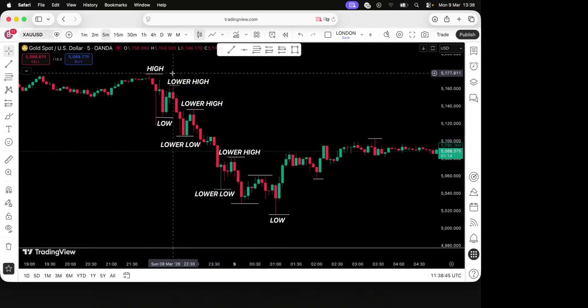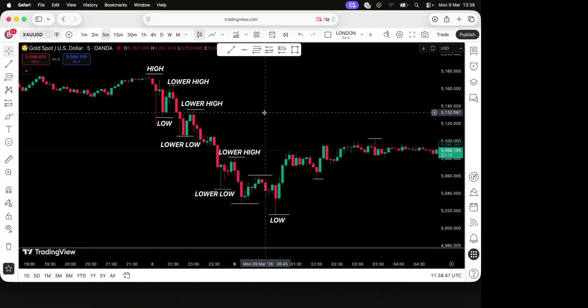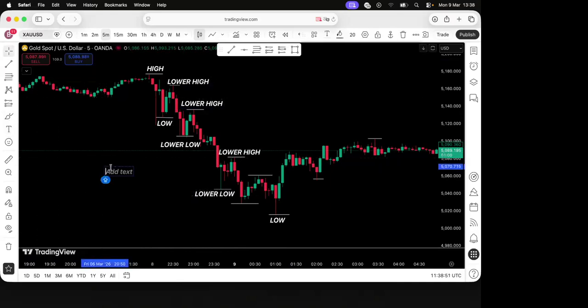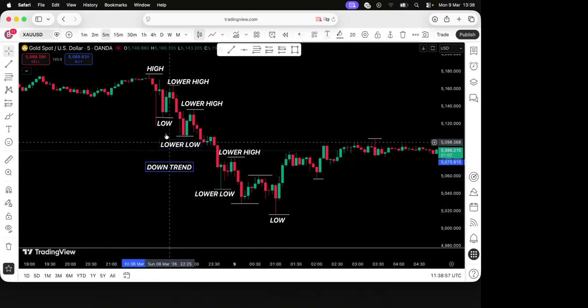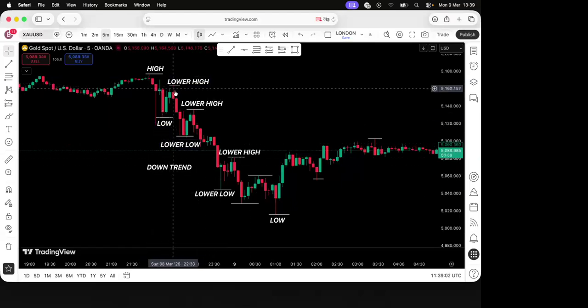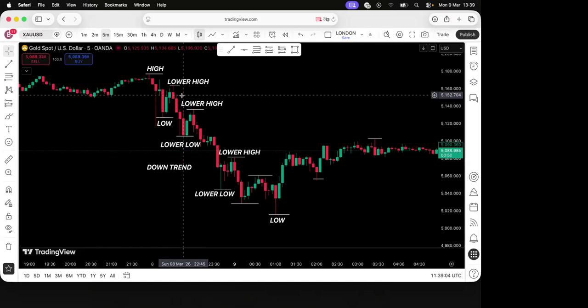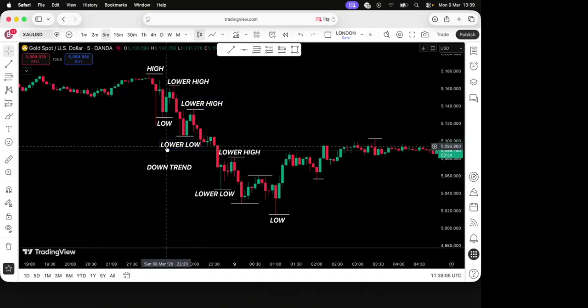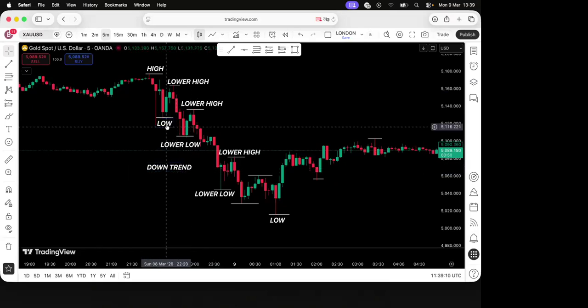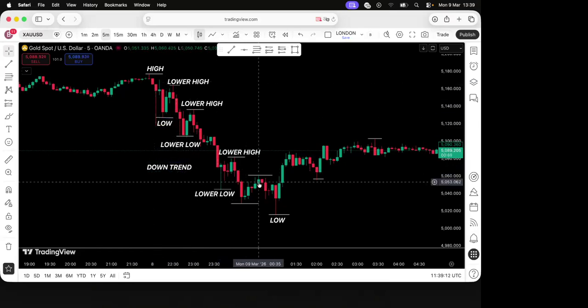When you get lower lows and lower highs, that means we have found what we call a downtrend. We are trending down, creating lower highs and lower lows. That there is how we can identify a downtrend.